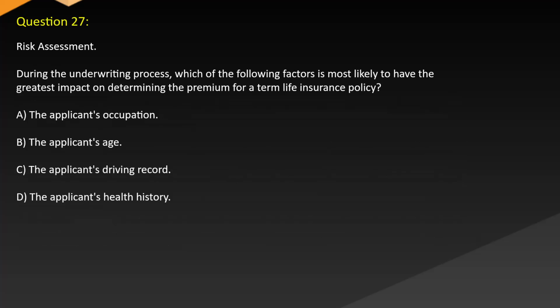Question 27. Risk assessment. During the underwriting process, which of the following factors is most likely to have the greatest impact on determining the premium for a term life insurance policy? A. The applicant's occupation. B. The applicant's age. C. The applicant's driving record. D. The applicant's health history.